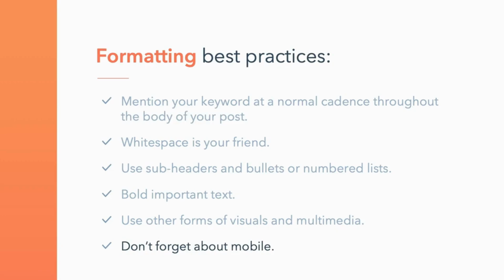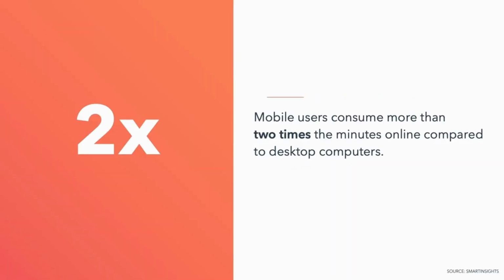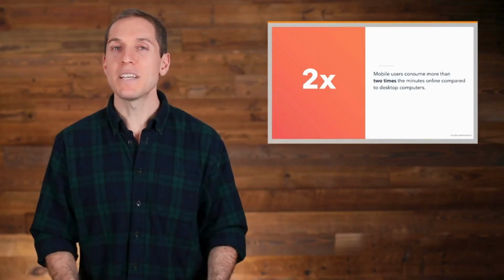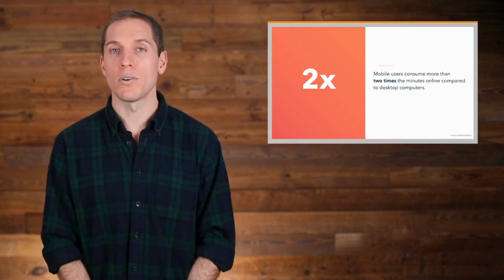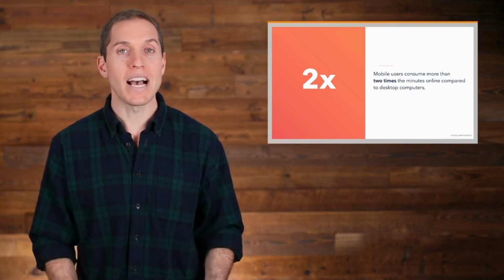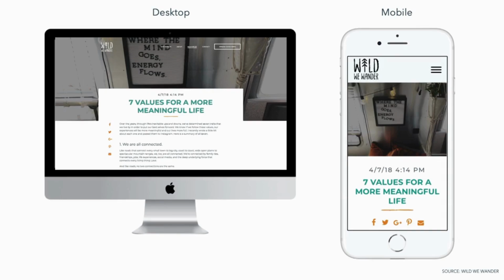Before moving on, don't forget about mobile. Mobile users consume more than 2 times the minutes online compared to desktop users. This means having a blog that's responsive or designed for mobile has become more and more critical. Make sure to keep mobile in mind as you structure your blog post. What would the experience be like if someone were to read your blog post on their mobile phone instead of a desktop computer? Would you format it differently? And there you have it, the fundamental strategy and best practices for creating and structuring content that attracts, engages, and delights your ideal audience.